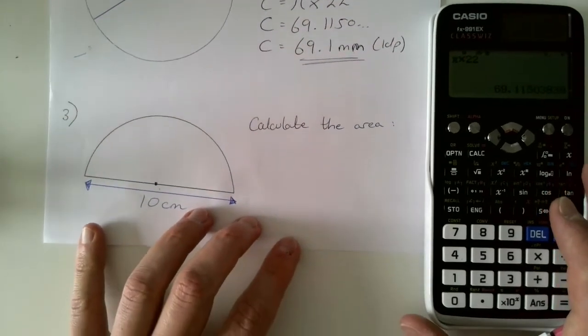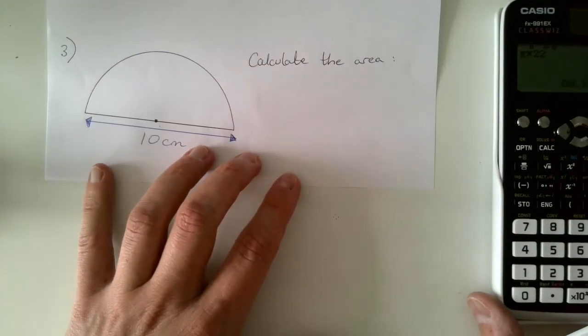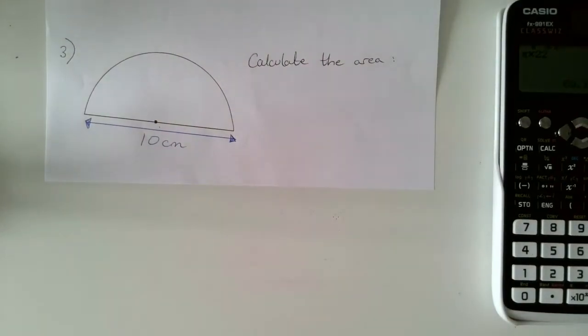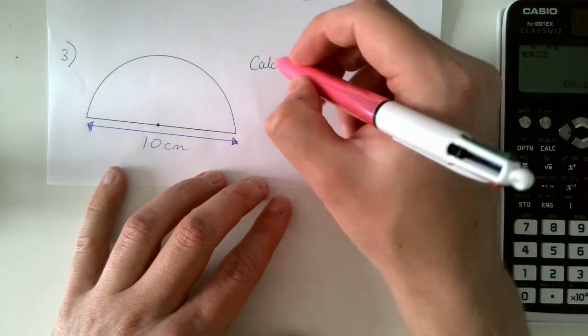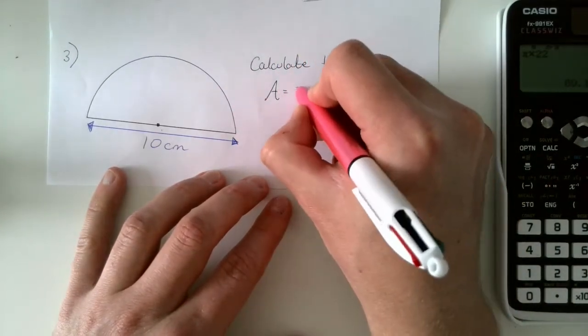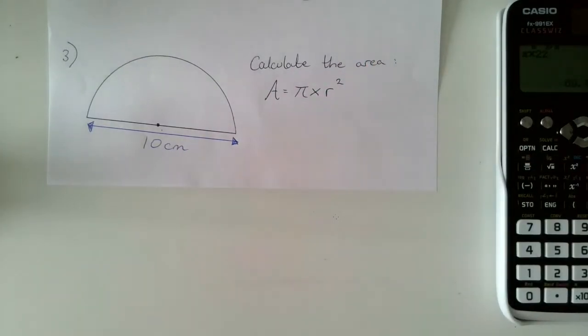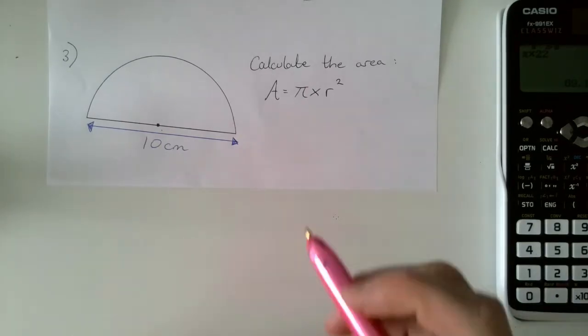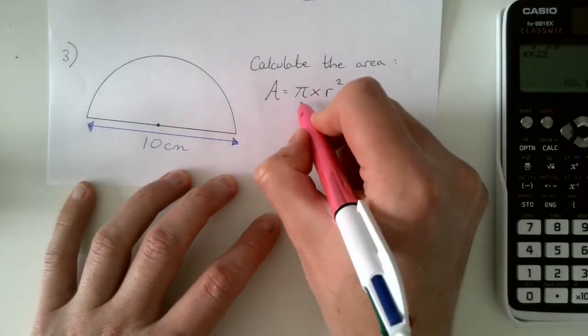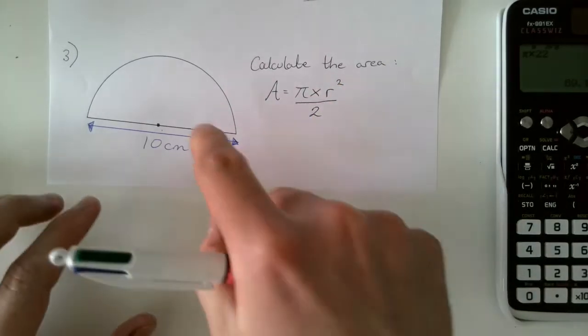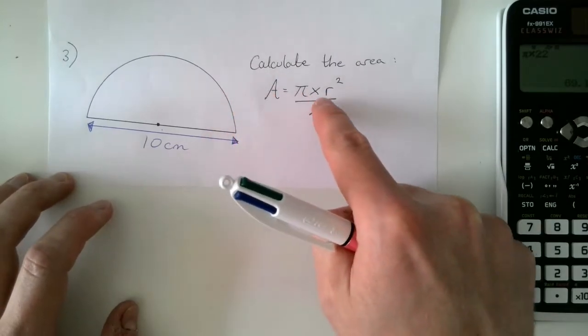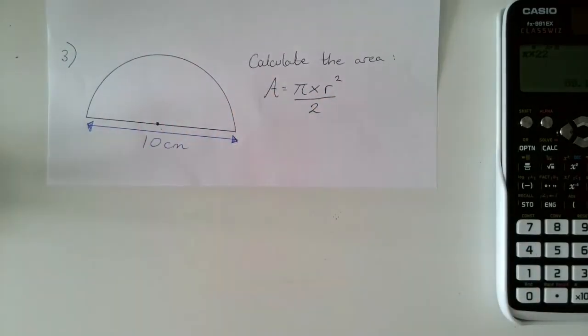Okay, final example I'm going to do, and then I'll let you get on with some questions. And it asks me to calculate the area of this semicircle. Well, I've got a semicircle here. It asks me to calculate the area. So first things first, my area formula is pi times r squared. But hopefully you've spotted that that wouldn't give me the area of a semicircle, because I haven't got a full circle here. I've only got half a circle. So at the end of my formula, I will need to divide by 2. I'll need to have the area of a full circle and then divide it by 2 because I've only got a semicircle, or half of a circle.